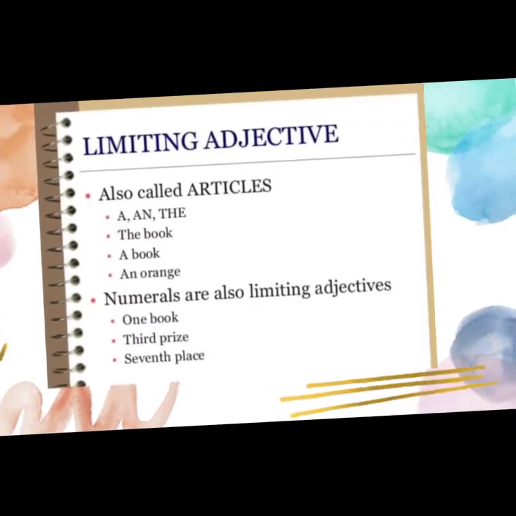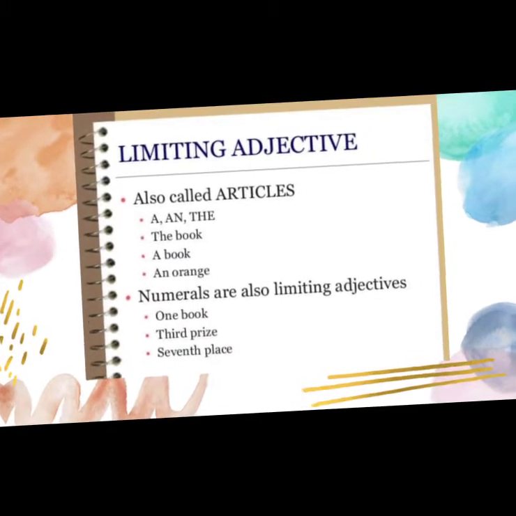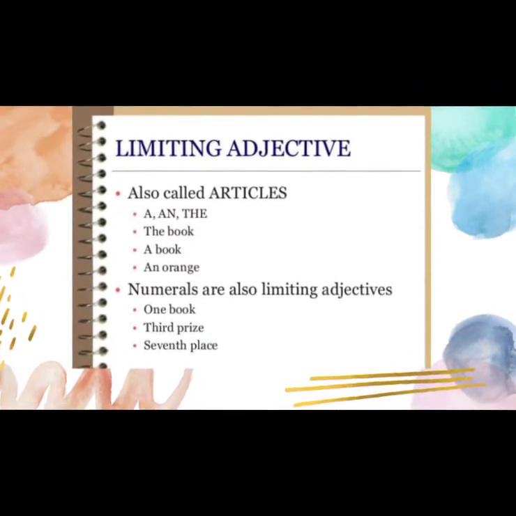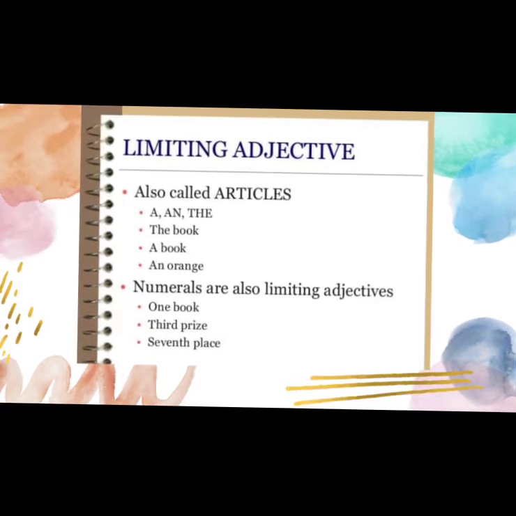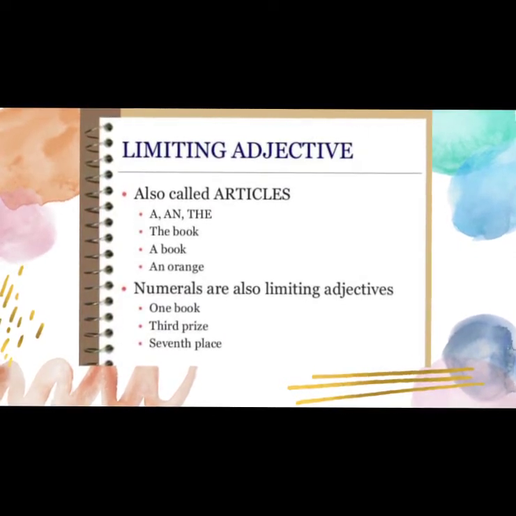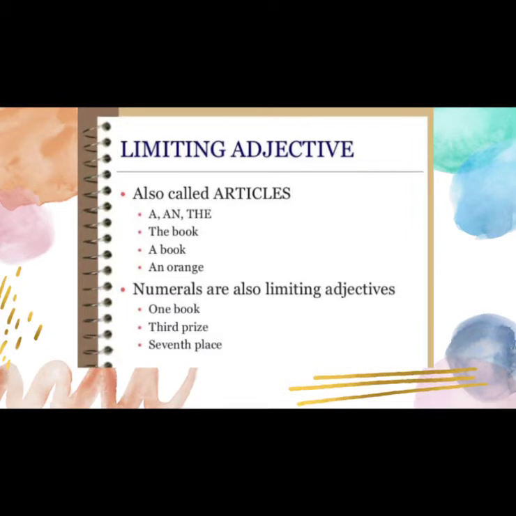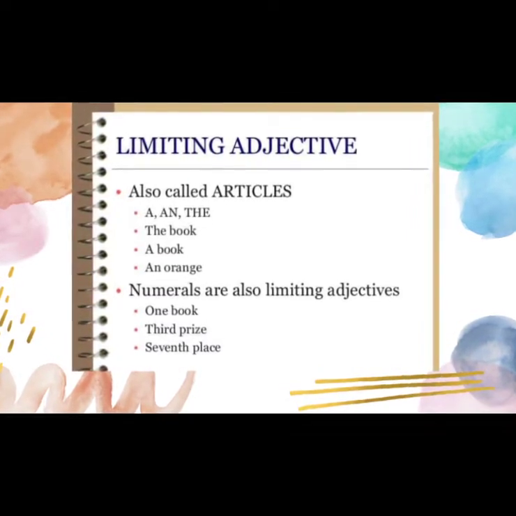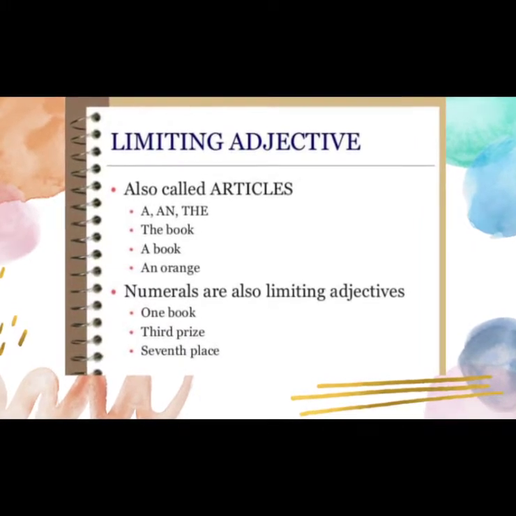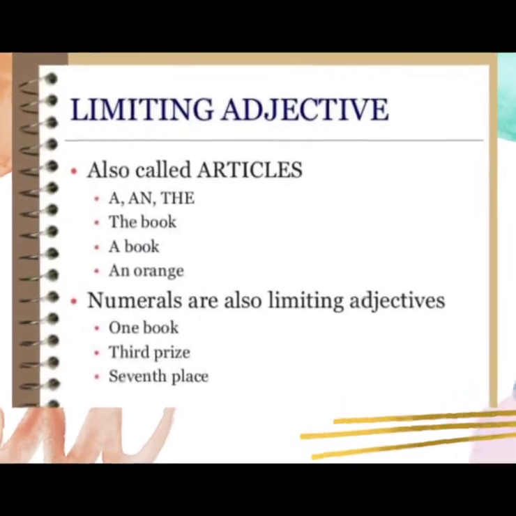Limiting adjectives. They are also called articles, and we have a, an and the. Limiting adjectives determine the specification. A and an are used indefinitely, while the is used definitely. We have the book, a book, an orange. Numerals are also part of limiting adjectives. They limit the number used in describing the noun. Examples: we have one book, 7th place, 3rd position.